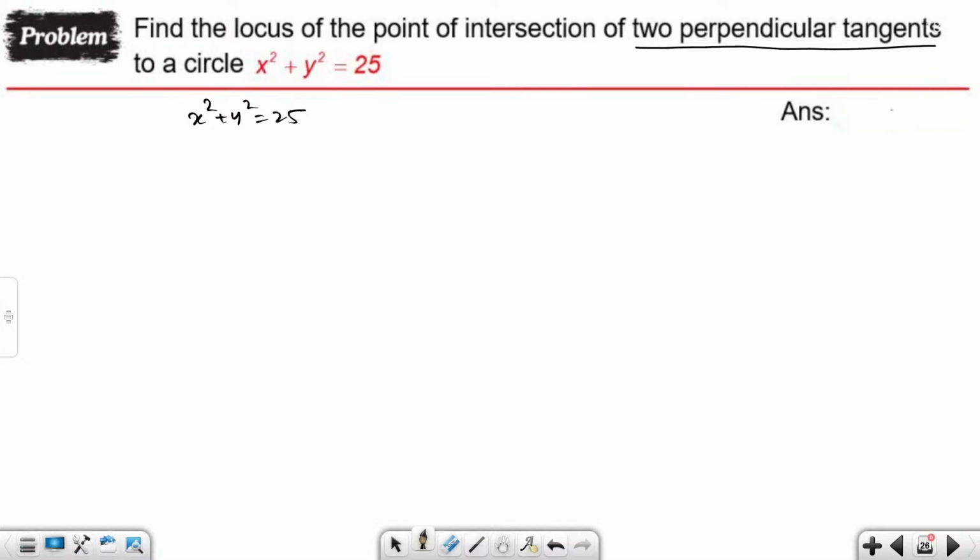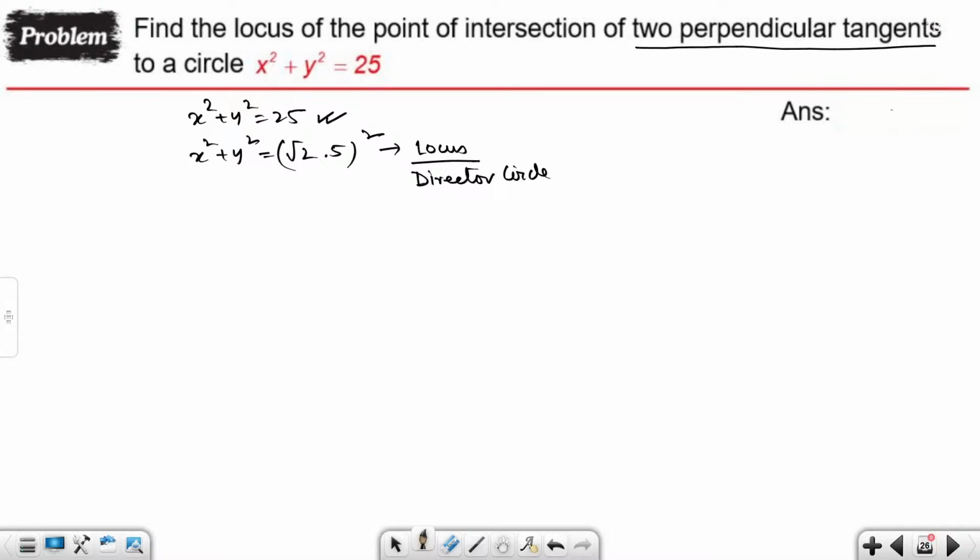Now how will the tangents be? These two tangents will be perpendicular to each other. Means the locus of the point of intersection is guaranteed to give us the director circle. And the director circle will be concentric with this circle. So its locus will be x square plus y square equals to root 2 times the radius of the given circle. The radius of the given circle is 5. So it will be root 2 times 5 whole square. This is the locus of the given point, or we can say this is nothing but the equation of the director circle.